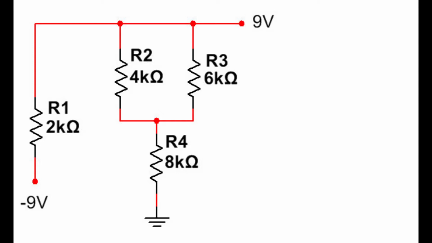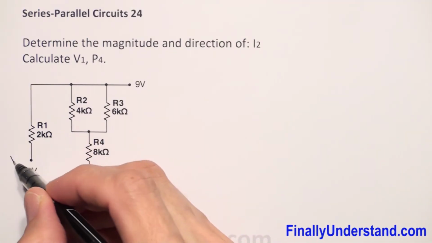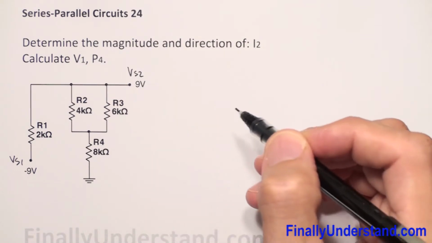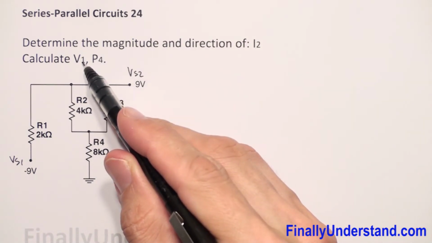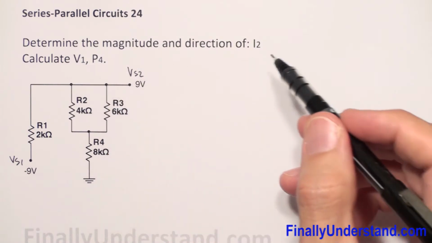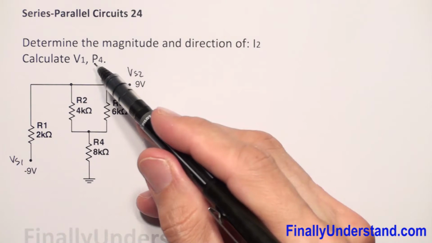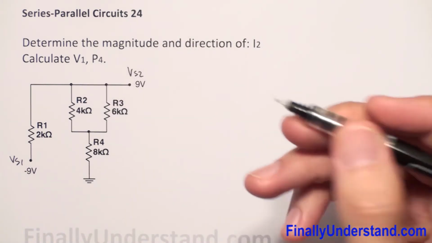We have another circuit, and let's take a look at what we can do over here. I'm going to call this voltage source 1, and this one is going to be my voltage source 2. The problem is asking me to find voltage V1. It doesn't mean that you're supposed to start from solving I2. You can start from solving, let's say, V1 or P4 if you can.